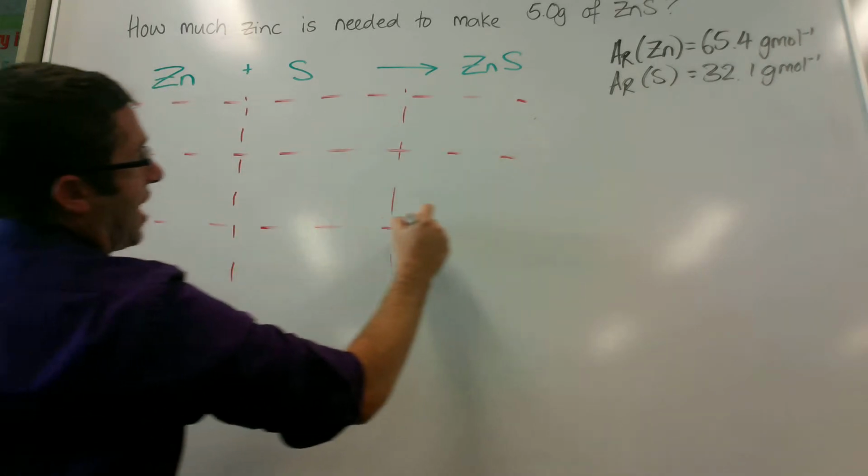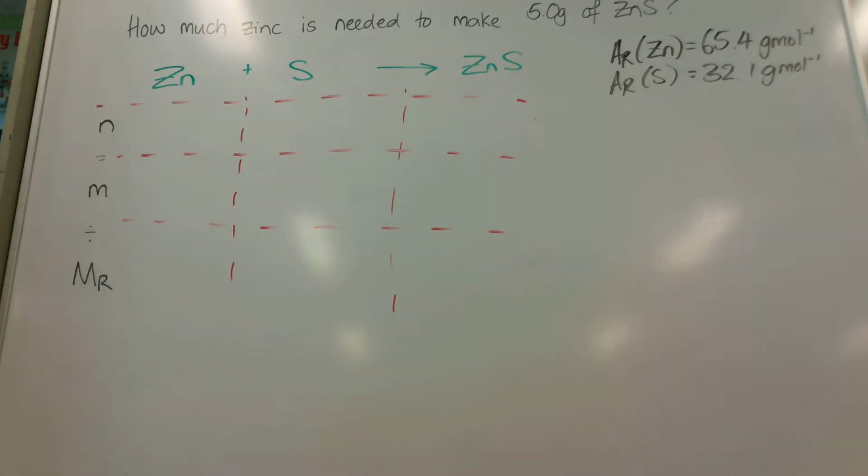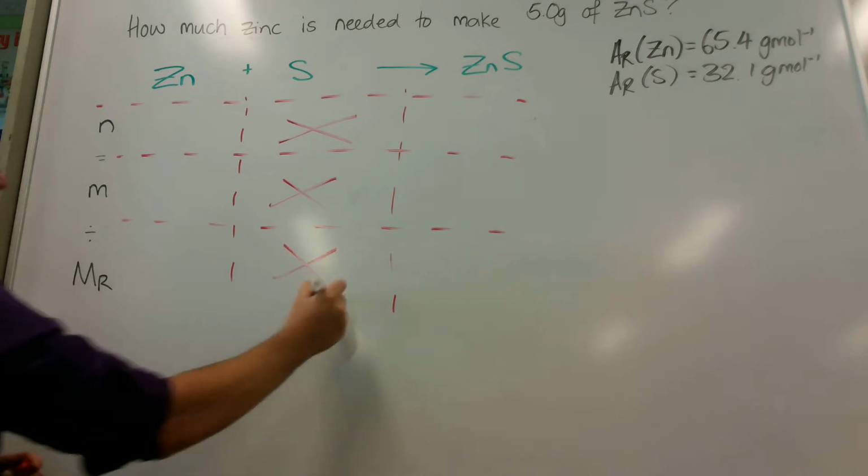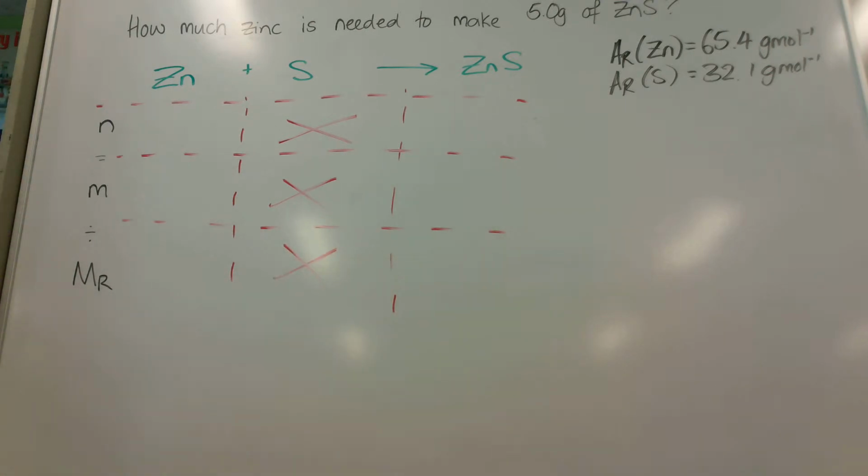Now the question asks nothing about the sulfur. So once my equation's balanced, this column is irrelevant. So I'm just going to put crosses in it so that I don't bother looking in there. The nice thing is I also notice that it's already balanced. 1 zinc on the left, 1 on the right. 1 sulfur on the left, 1 on the right. So we're pretty good for this one. I've used a nice easy one for you.